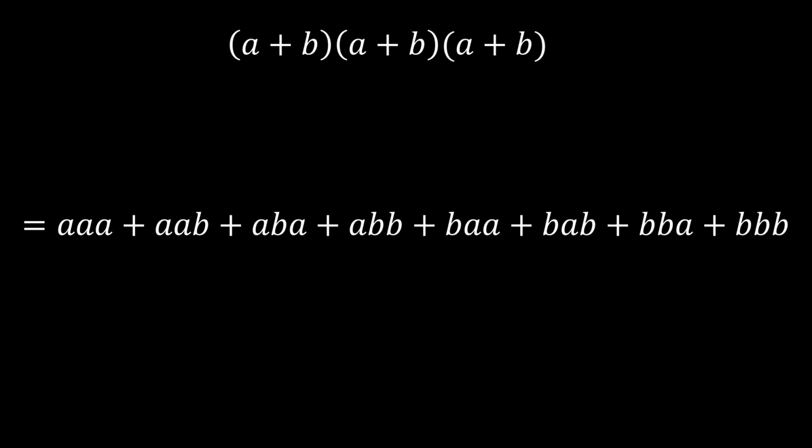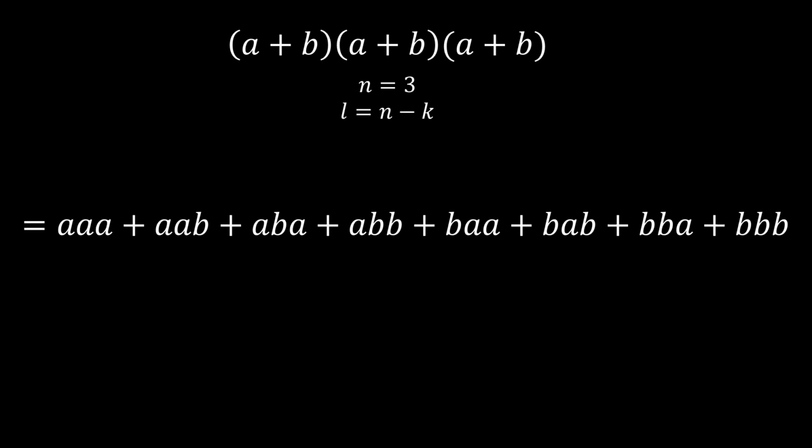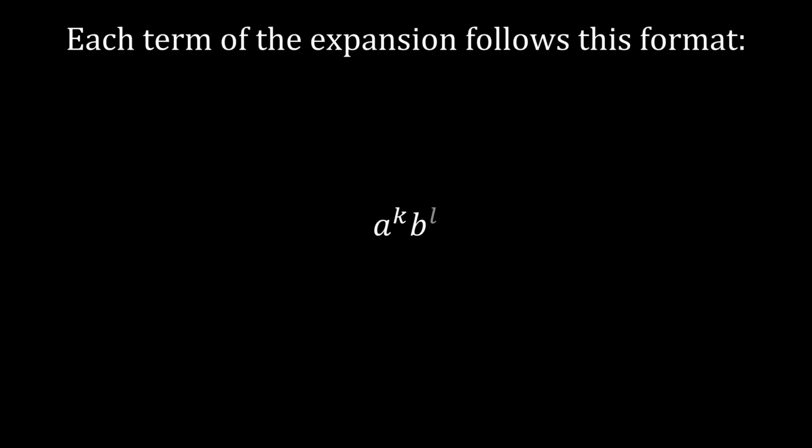But notice something interesting. We multiplied n binomials together, and for each term we chose either an a or a b from each binomial. Therefore, we made n choices, and the total number of a's and b's in each term is equal to n. This means that the power of b in each term completely depends on the power of a in that term. Both the powers add up to n. k plus l is equal to n, so we can represent each term in the expansion as a to the power of k times b to the power of n minus k, where k is the number of a's we choose.